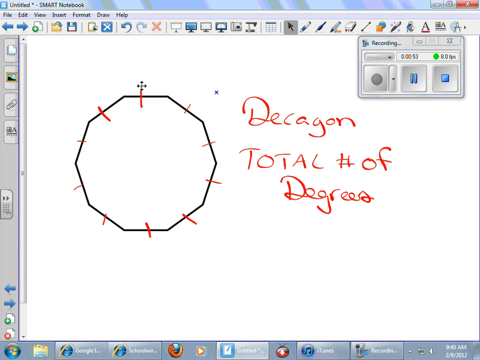Okay, the easiest way I know to do that is to break it up into the number of triangles. I'm going to pick a vertex, say like this one here, and I'm going to draw diagonals to every other vertex that does not already have a line segment drawn to it. And I count how many triangles I have.